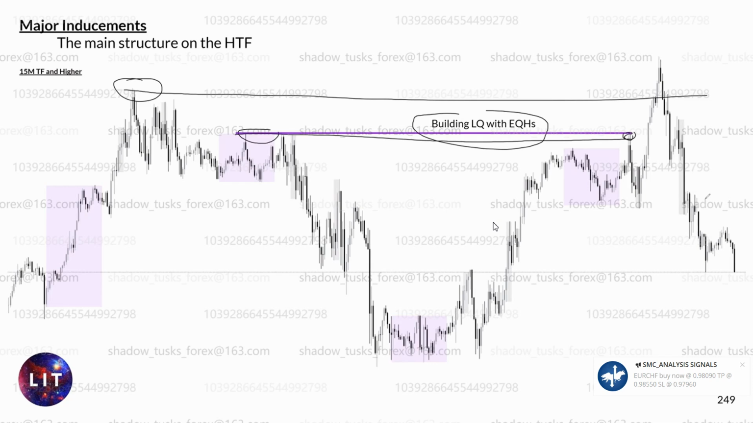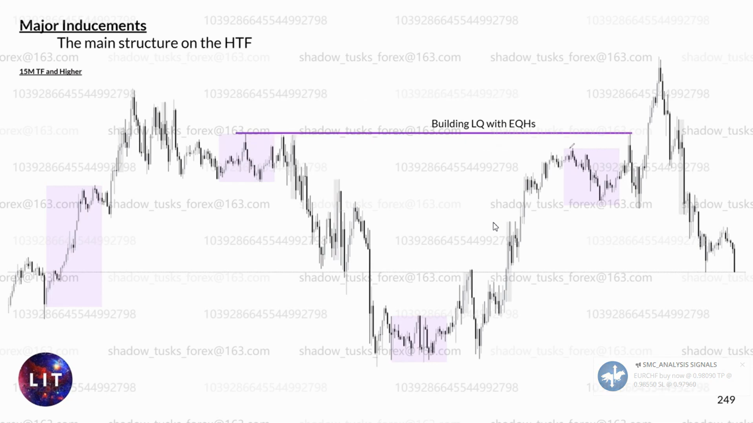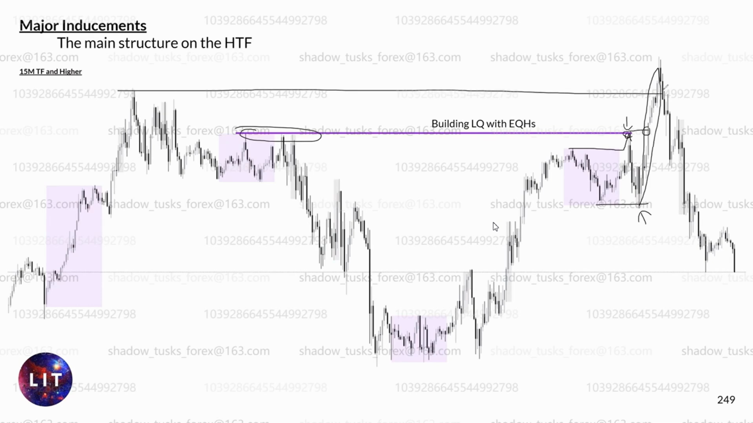Guess what happens in this internal play? First it induces these highs. Secondarily, it builds liquidity in here with these equal highs. It induces the low with this minor one just to push price higher. It grabs first of all this zone in here and then goes for the medium inducement in these areas to grab the higher time frame liquidity.